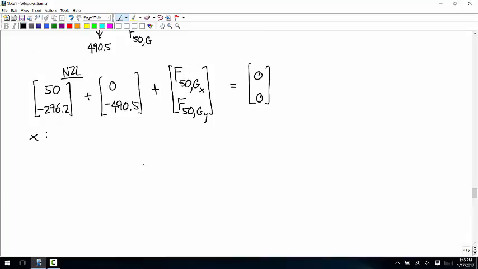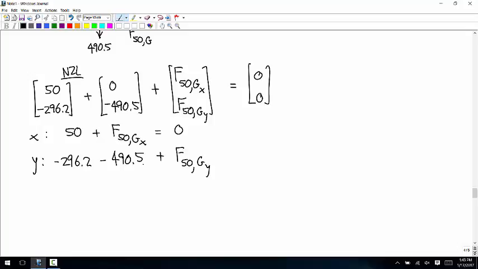And so the X component of this equation says 50 plus F50GX is equal to 0. Y component says negative 296.2 minus 490.5 plus F50GY is equal to 0. And so solve for those two components.